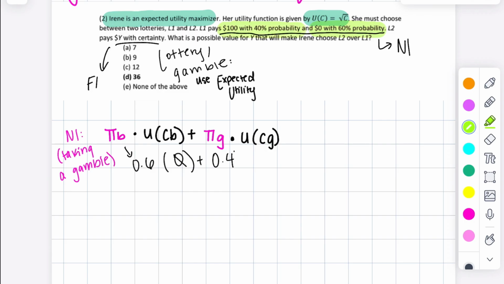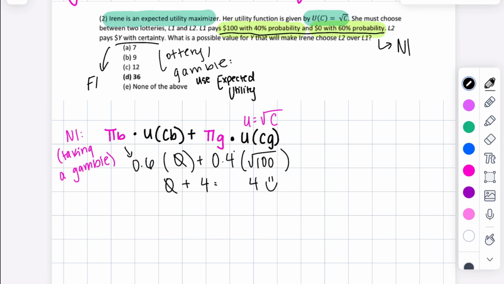that $100. But it's important to notice that our utility function is now equal to the square root of consumption. So it's going to be 0.4 times the square root of 100, because our consumption in a good state would be winning that $100. And so then we have 0 plus 40% of 10, right? So 0 plus 4, her expected utility under no insurance, under taking that gamble, is going to equal 4.